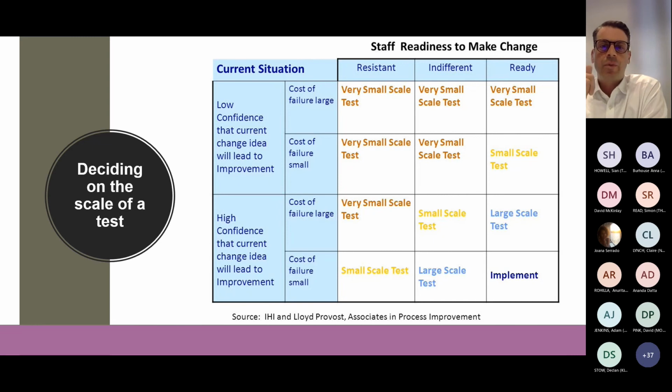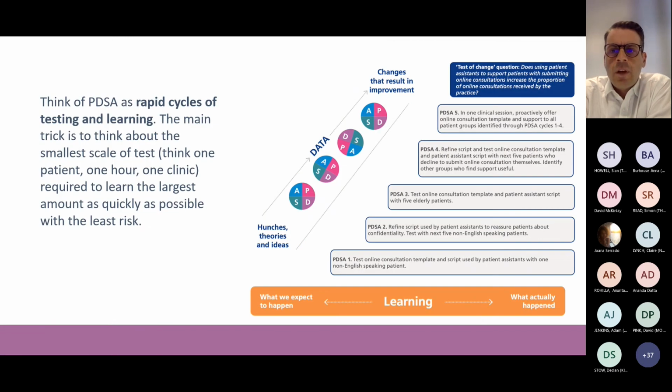What's your degree of belief? What's the cost of failure? And what's the staff readiness to make the change? Next slide, please. So this illustrates the approach that you can take then. We're looking at rapid cycles of testing and learning.